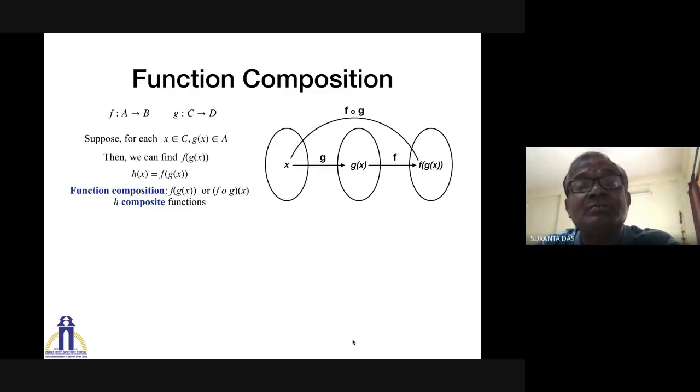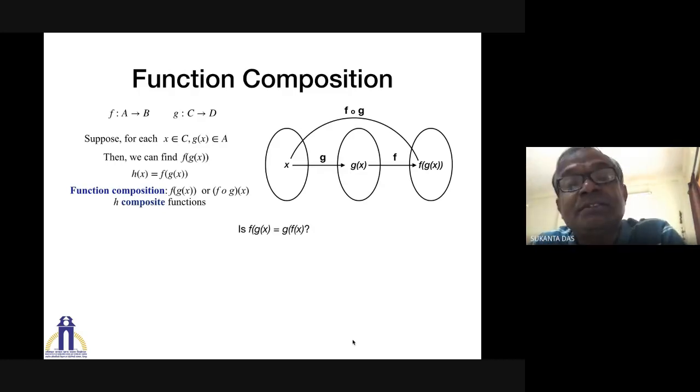of this function composition. Here you understand in f compose g, the domain is C and the codomain is B, right? If we do f compose g, then the domain is C, that is the domain of g, which is the domain of f compose g, and the codomain is B, which is actually the codomain of f, right? In this way.